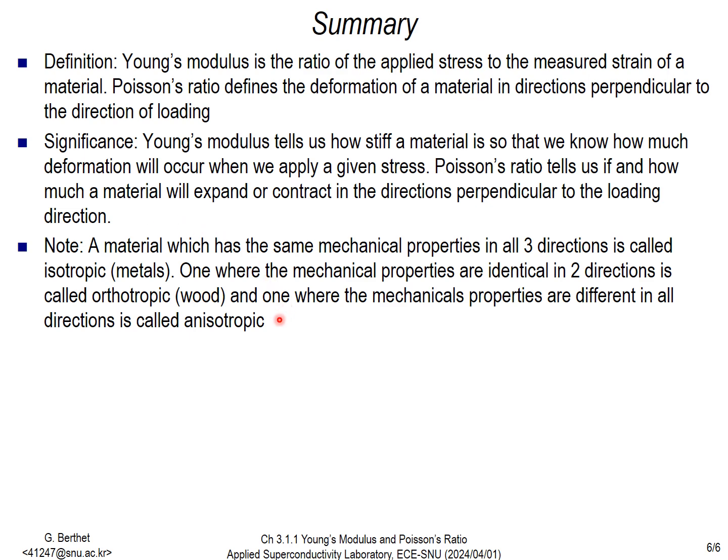A material which has the same mechanical properties in all three directions is called isotropic, for instance metals. One where the mechanical properties are identical in two directions is called orthotropic, for instance wood, and one where the mechanical properties are different in all directions is called anisotropic.